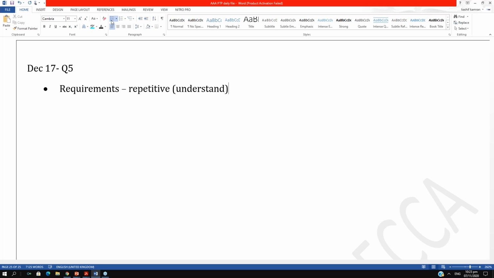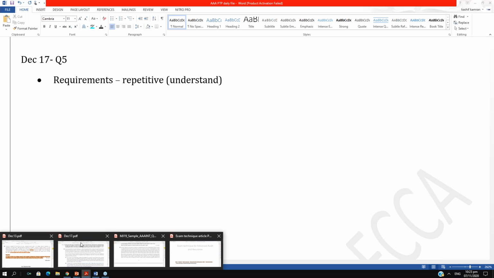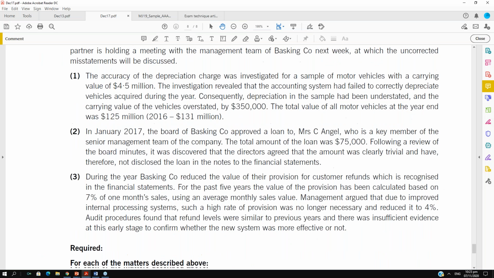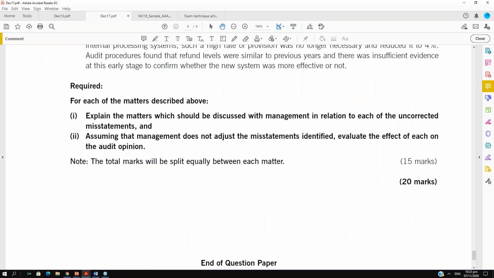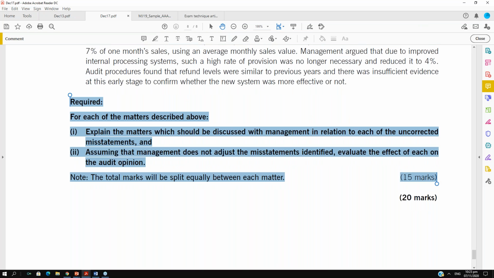So let's understand the requirements of this question number 5. And on the basis of this, you have to solve another question, which is September 18, question number 2. Let's look at the requirements of the December 17 exams. Okay, December 17 is in front of your screen, and just give me 1 minute so we can explore the requirements. I hope you can all see the requirements in orange. Can you spend 1 minute to read the requirements?